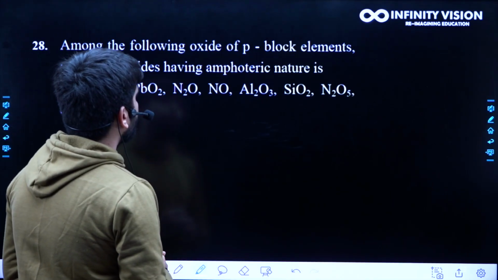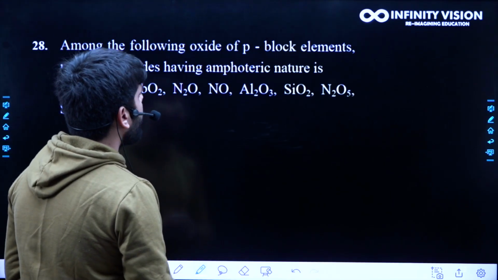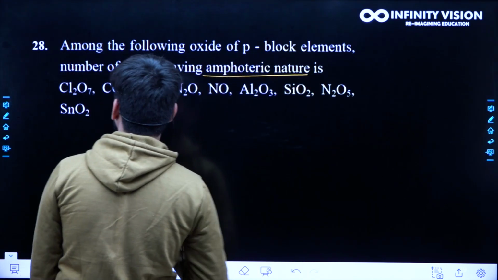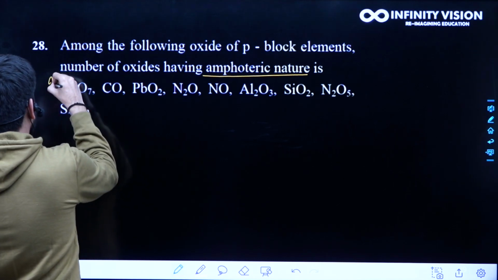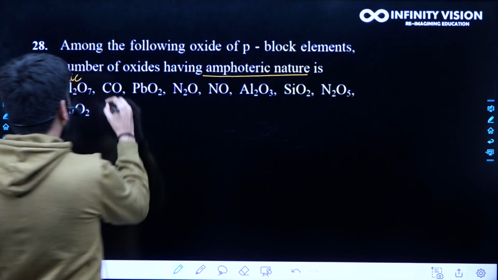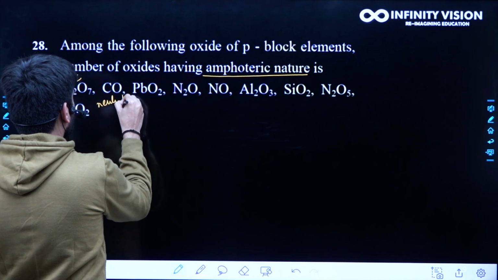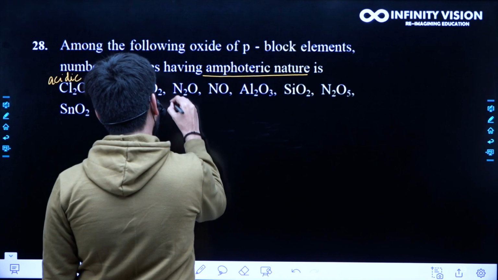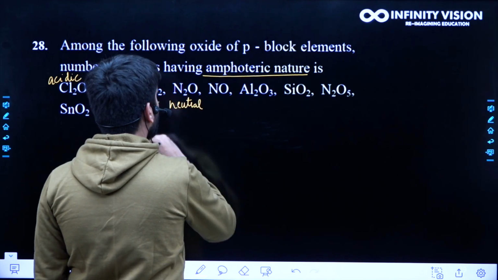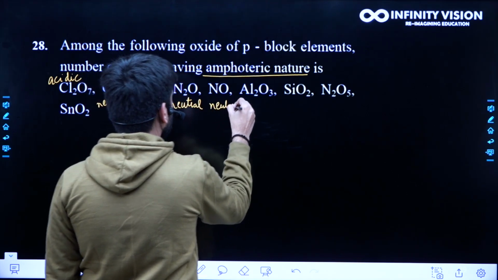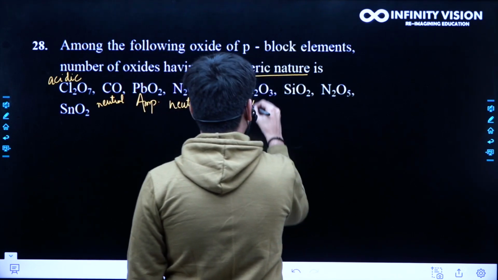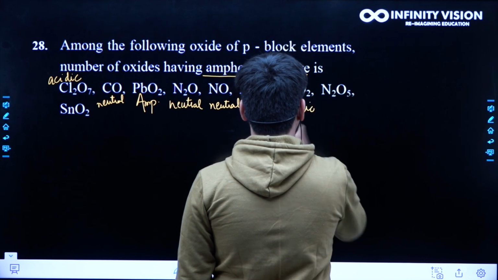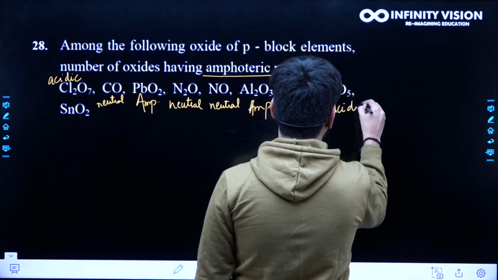Among the following oxides of p block elements, number of oxides having amphoteric nature. So let us see the nature of all these oxides. Cl2O7, we know it's acidic in nature, right? CO is neutral. PbO2 is amphoteric, right? N2O, nitrous oxide, is neutral. NO, nitric oxide, is neutral. Alumina, that's your amphoteric. SiO2 is acidic in nature. N2O5 is acidic in nature.